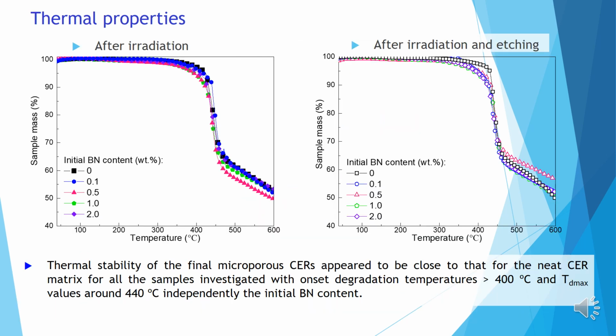TGA studies have shown that thermal stability of the final microporous CERs appeared to be close to that of the neat matrix for all the samples investigated, with onset degradation temperatures higher than 400 degrees centigrade and maximal degradation temperature values around 440 degrees centigrade independently of the initial BN content.